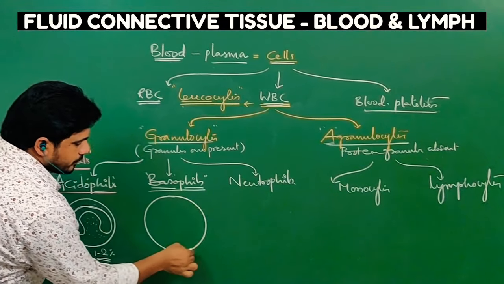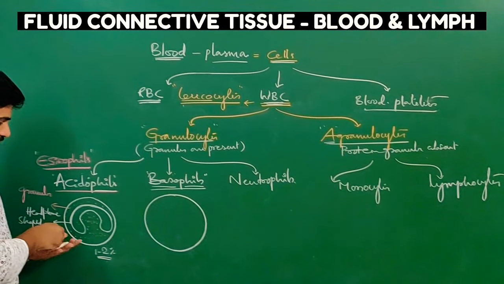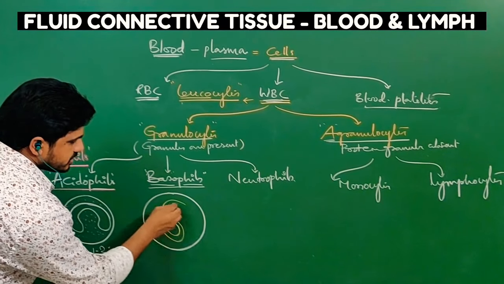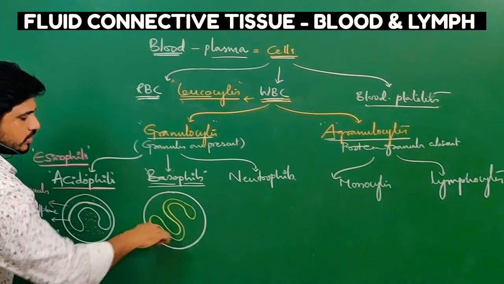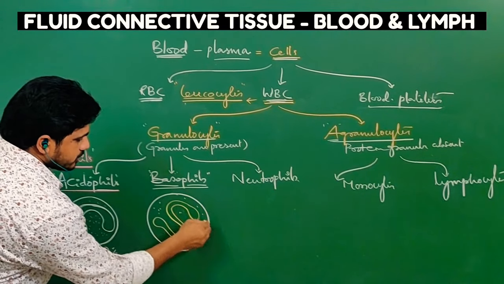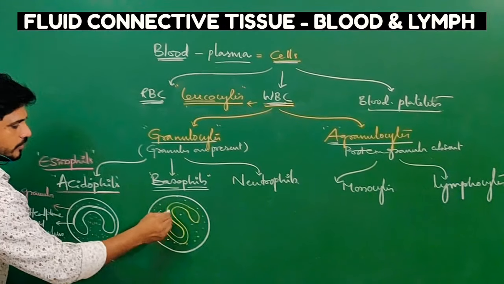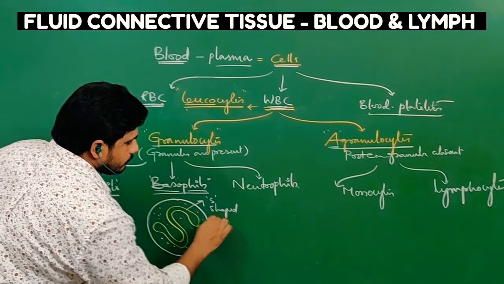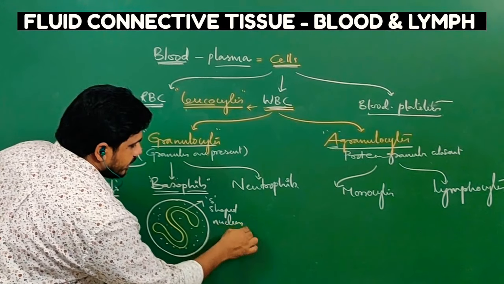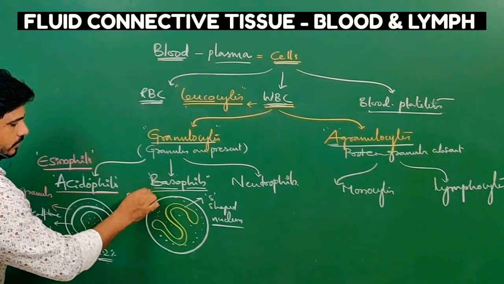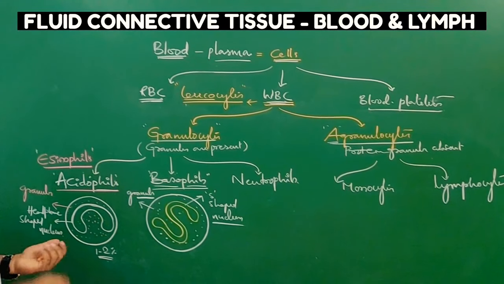Basophils are also granulocytes, meaning granules are generally present, but the nucleus is S-shaped. So it also has 2 lobes, and along with that S-shaped nucleus, granules are also present. Nucleus characterization is S-shaped. That's why it is kept under granulocytes.